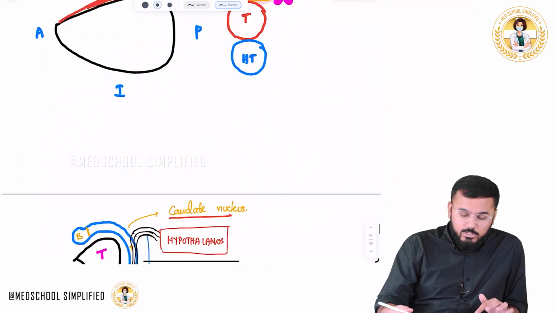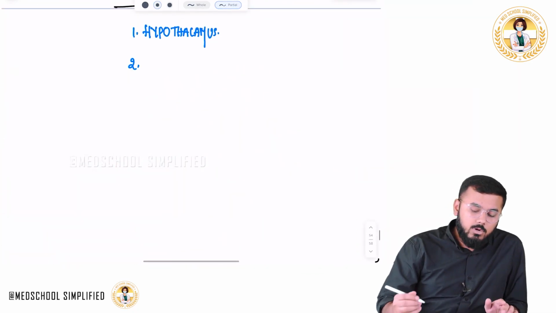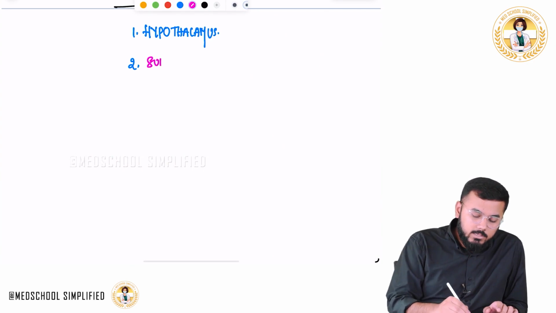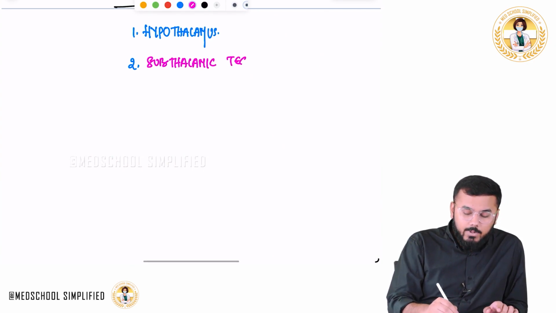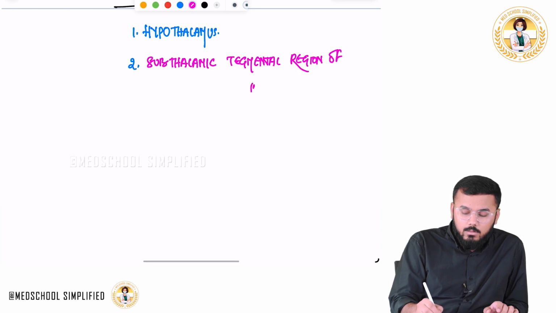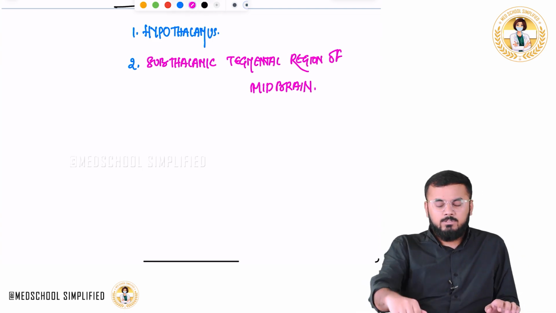So, two important structures you have got over here. One is called a hypothalamus and the other one is your subthalamic tegmental region of the midbrain, right? Subthalamic tegmental region of the midbrain.